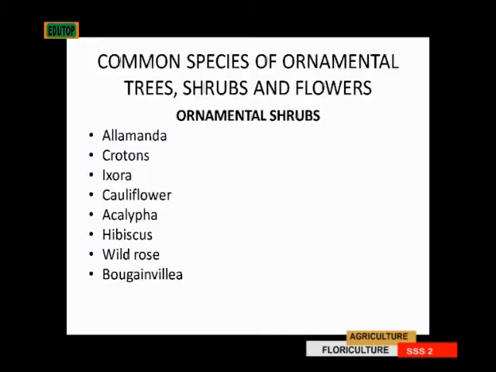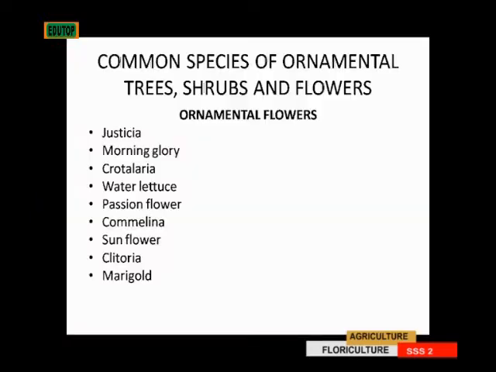Then we have the next one, ornamental shrubs. You know, trees, shrubs are different. Trees are very tall, while shrubs are of average height. Then we have allamanda, we have crotons, ixora is also one that's common around you. Cauliflower, we have hakalifa, hibiscus flower. Wild rose is also another one. Bougainvillea. So those are examples of ornamental shrubs.